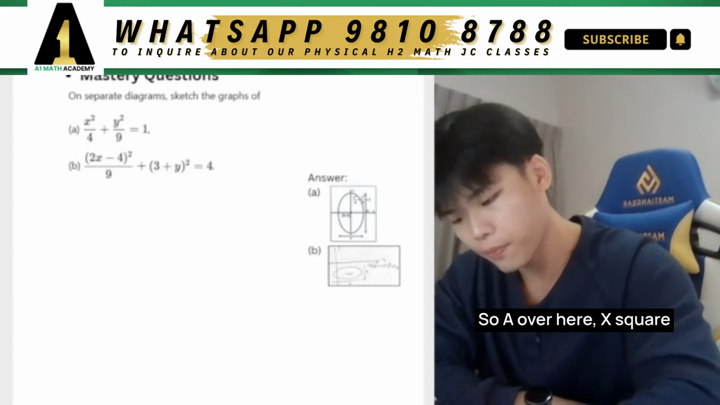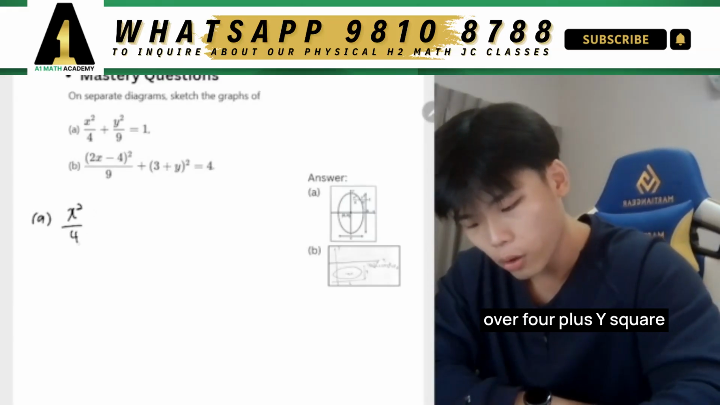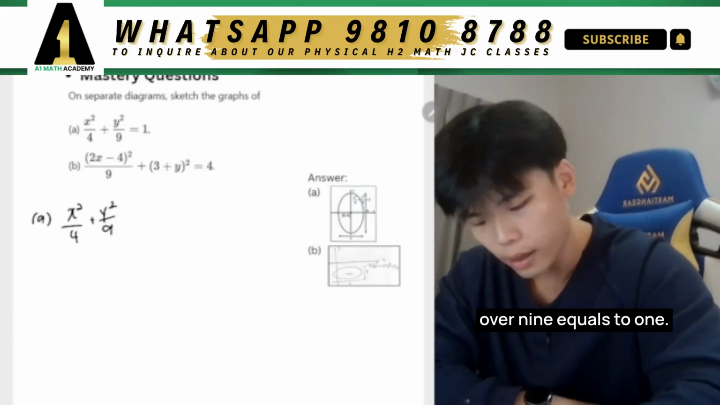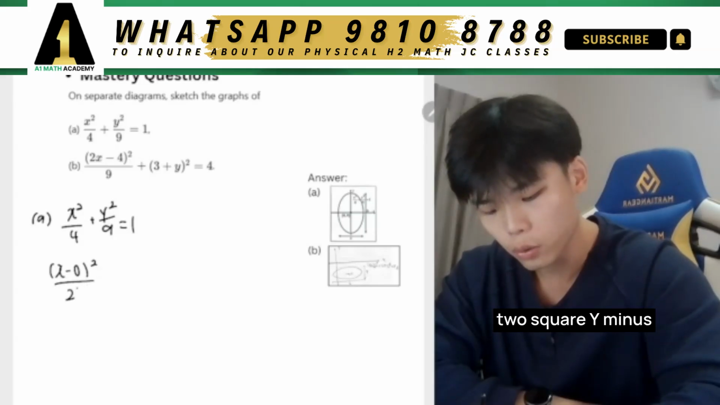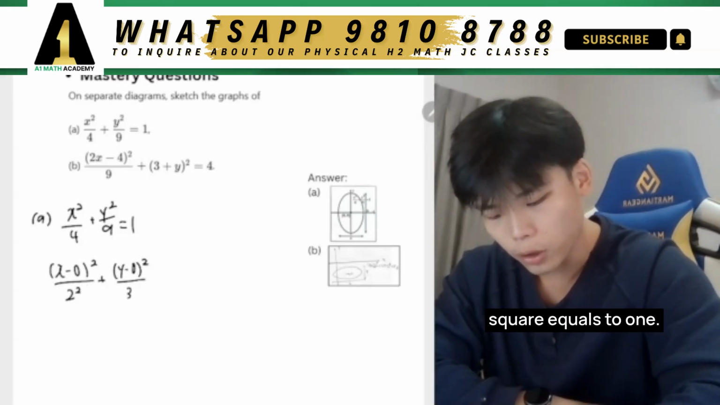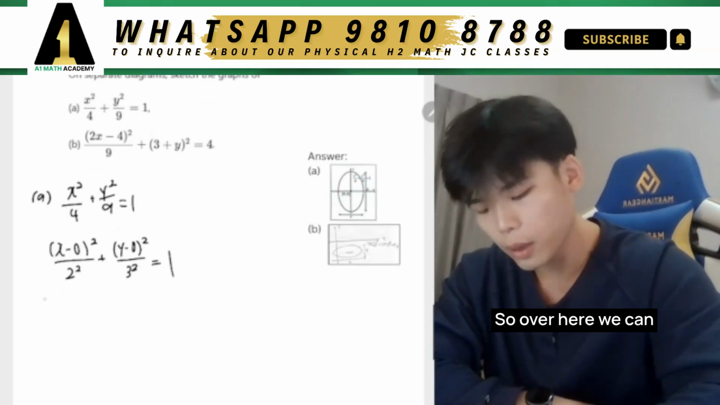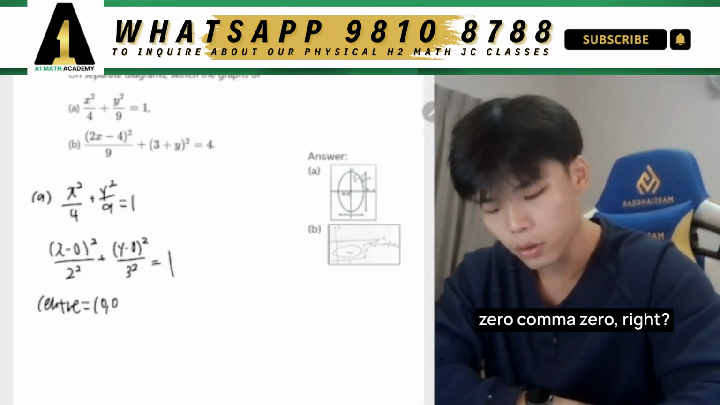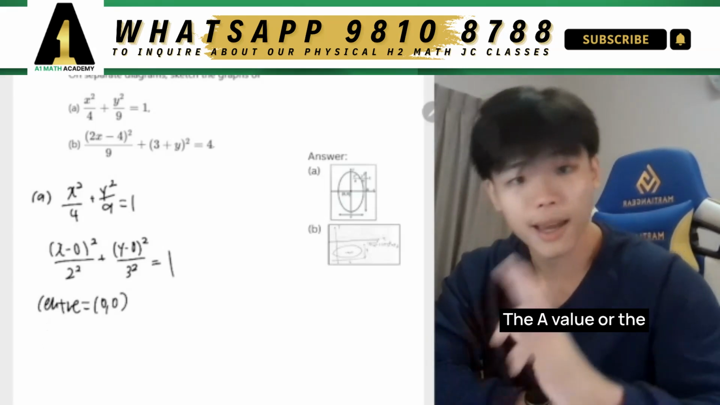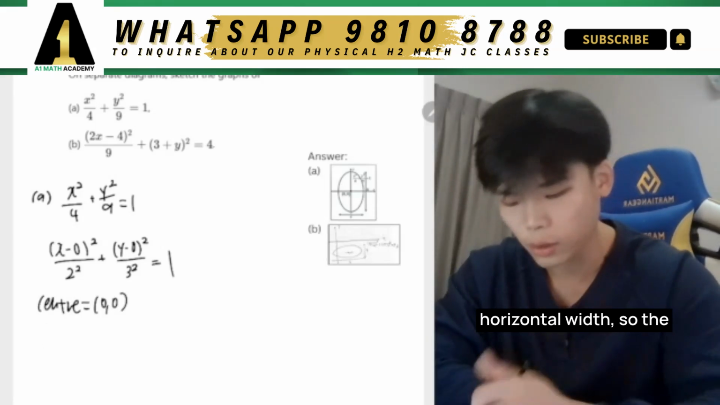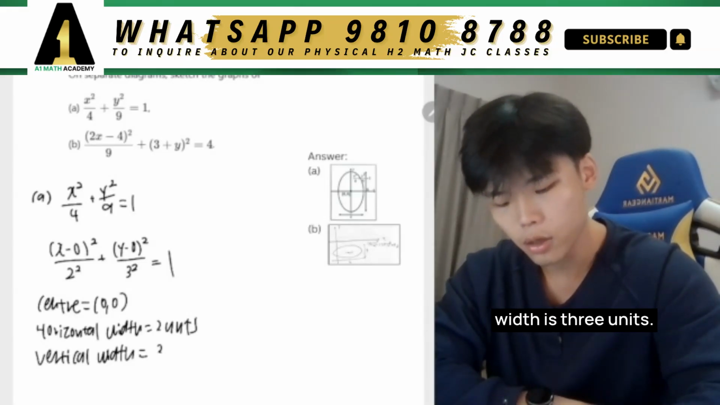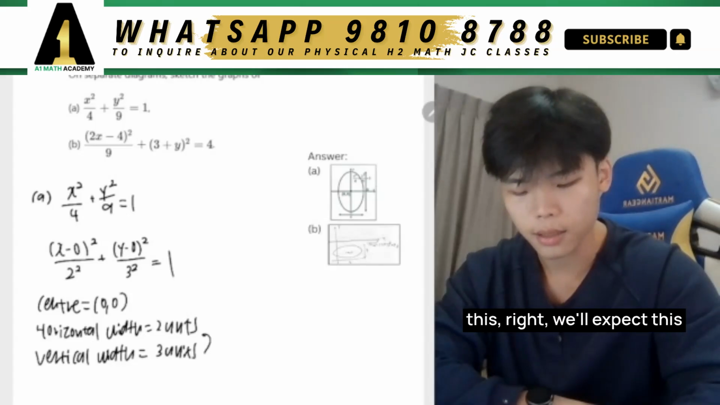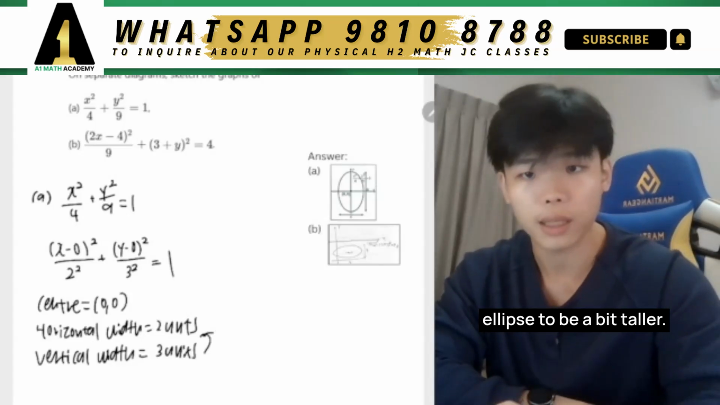So A over here, x squared over 4 plus y squared over 9 equals 1. We'll rewrite this as (x minus 0) squared over 2 squared plus (y minus 0) squared over 3 squared equals 1. So over here we can tell that the center is (0, 0). The horizontal width is 2 units and the vertical width is 3 units. Since this is bigger than this, we'll expect this ellipse to be a bit taller.